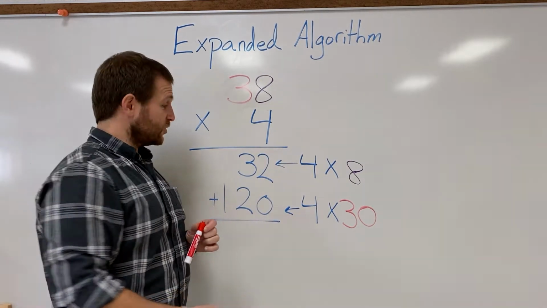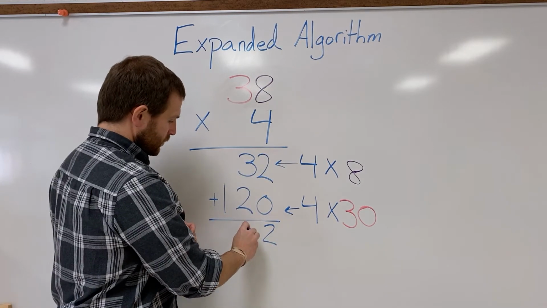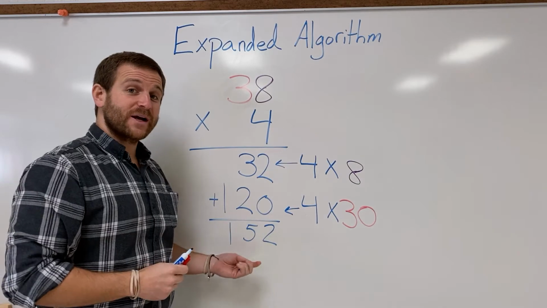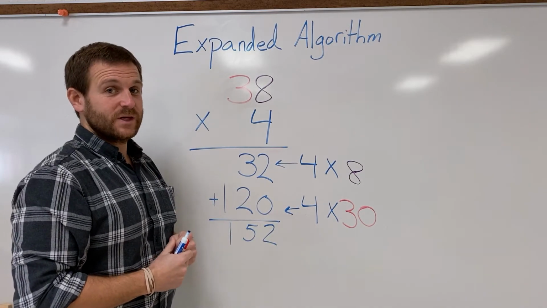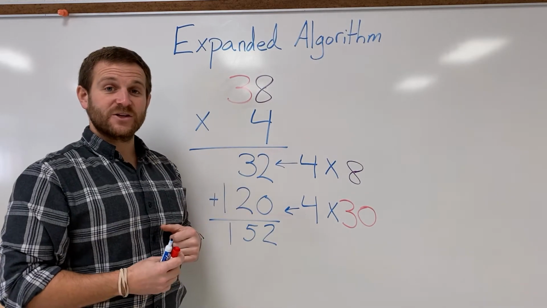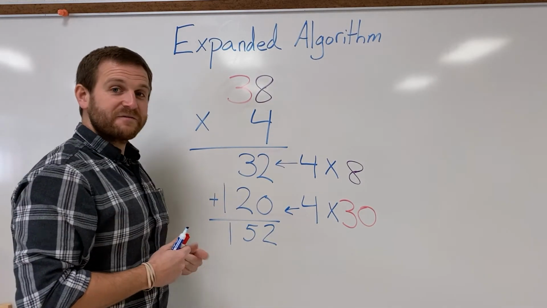When I add those two together, I'm going to get 2, 5, and 1, giving me a final product of 152. So this is the expanded algorithm using single-digit multiplication. Here's my partial products, and then this is my final product down below.